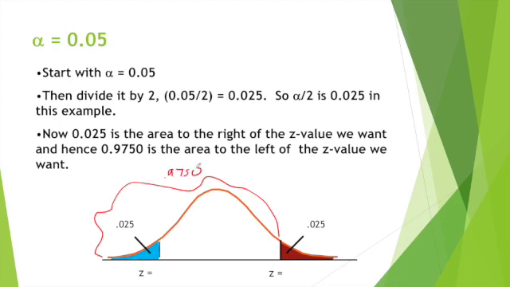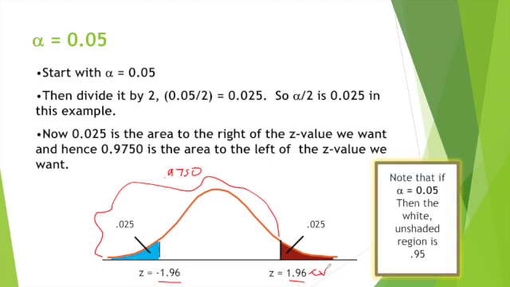So we're going to look up these z values in our z table, and we're going to get negative 1.96 and 1.96. Remember, these need to match, but one's negative and one's positive. Okay? So now we know our critical value. This is it. Our critical value is 1.96.